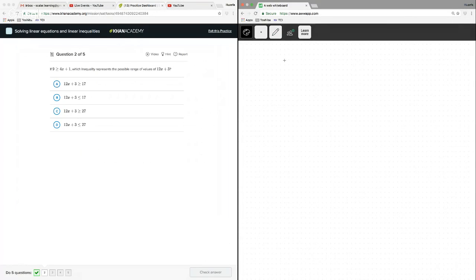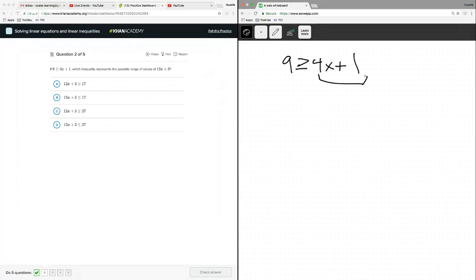Now let's look at this one. 9 is greater than or equal to 4x plus 1. Which inequality represents the possible range of values of 12x plus 3? Well, sometimes with these problems, I would just straight up isolate x and then figure out 12x plus 3 after. We have the luxury in this one. They've set it up nicely for us. We don't actually have to do that. I'm going to show you why in a second.